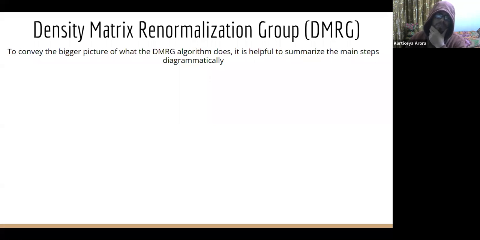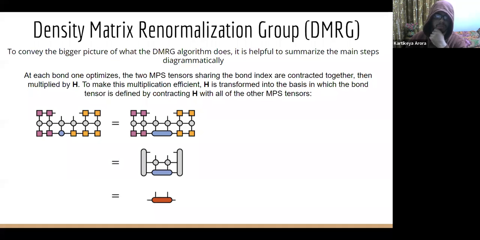To convey the bigger picture of the DMRG algorithm, it is useful to summarize it diagrammatically instead of going into details. The gray dots that you see, the tensor network in the middle, represent the Hamiltonian of the system. And these yellow and purple boxes represent the bonds and the interactions of the system. The blue dot here is our initial guess. It is an initial random guess for the ground state of the system.